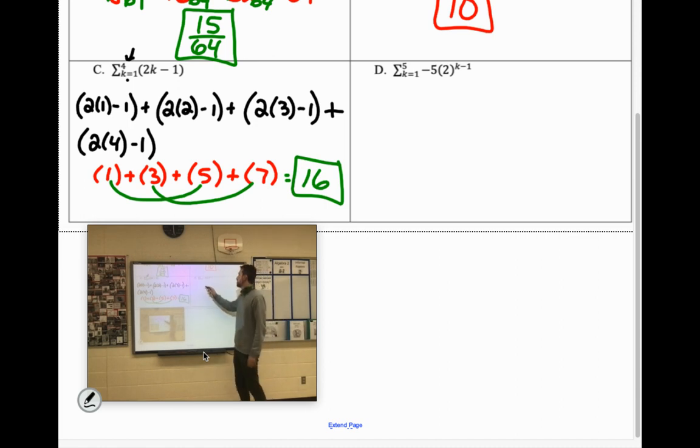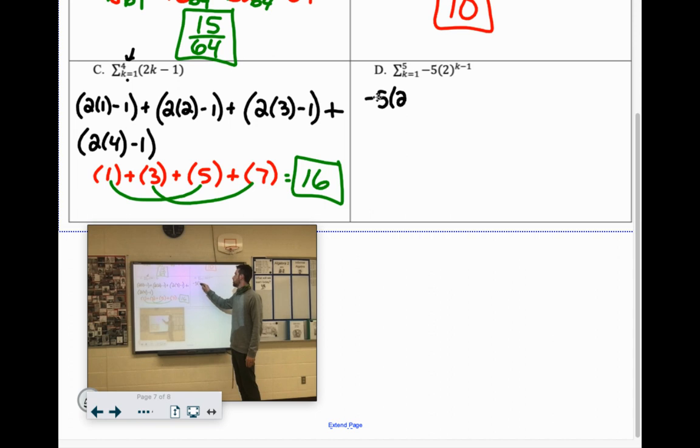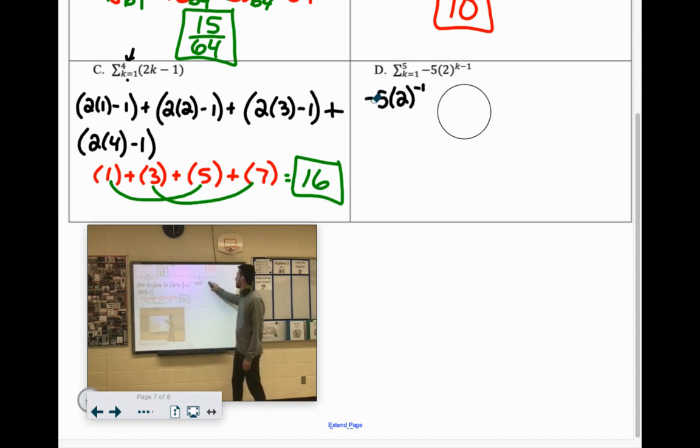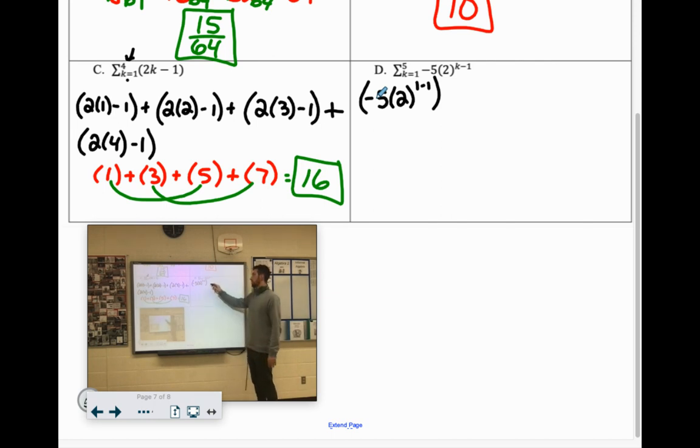All right, we're starting at the first term. We're going to the 5th term. Negative 5 times 2 to the 1 minus 1. This is going to be complicated, right? There's our first term. Here's our second term.